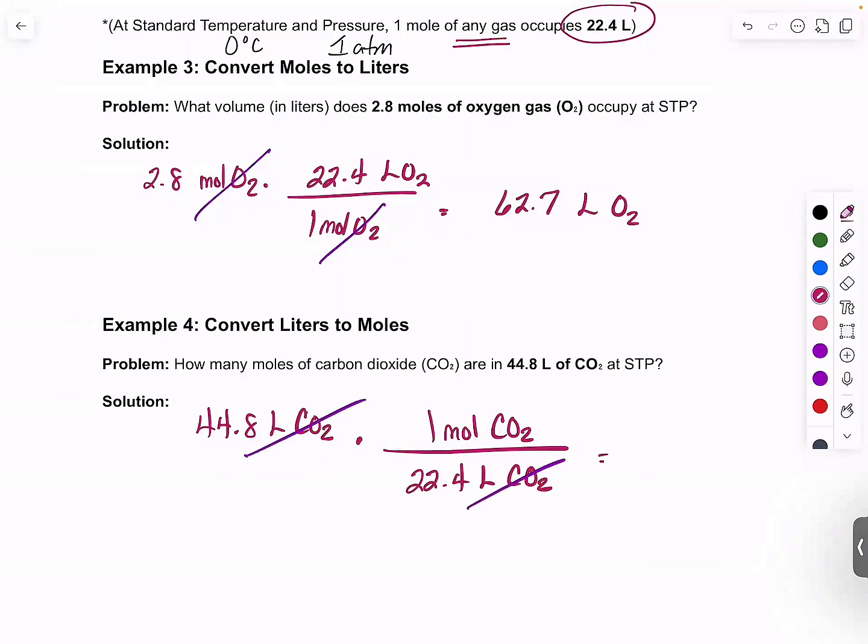Okay. So here we have 44.8. We'll divide out by the 22.4. Oh, that's lovely. It's 2. 2 moles. You have exactly 2 moles of CO2.